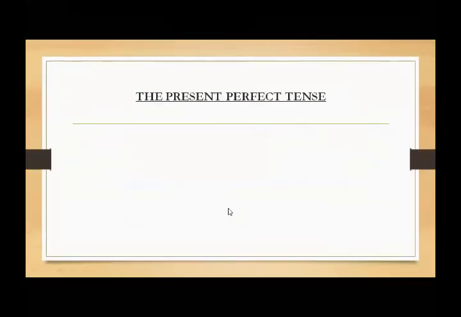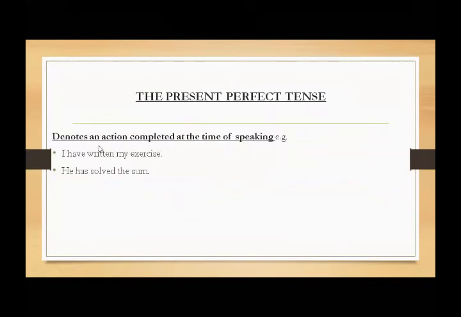Okay, I hope you have understood. The next is present perfect tense. The use is, it denotes, means shows, an action completed at the time of speaking. Just like you say, Miss, I have completed my work. So the examples are: I have written my exercise. He has solved the sum.